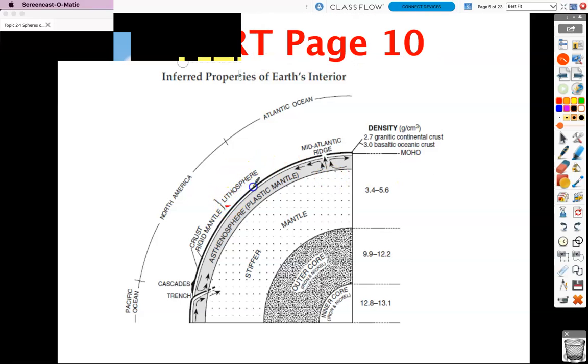Here's the word lithosphere. I'm going to circle that. And then you see there's a bracket right here. It covers both parts of the lithosphere. So there's 2 parts. This thin black line on the top is called the crust. And then this thin white line under the crust is called the rigid mantle. Rigid means solid. So you've got crust and rigid mantle that both make up the lithosphere.